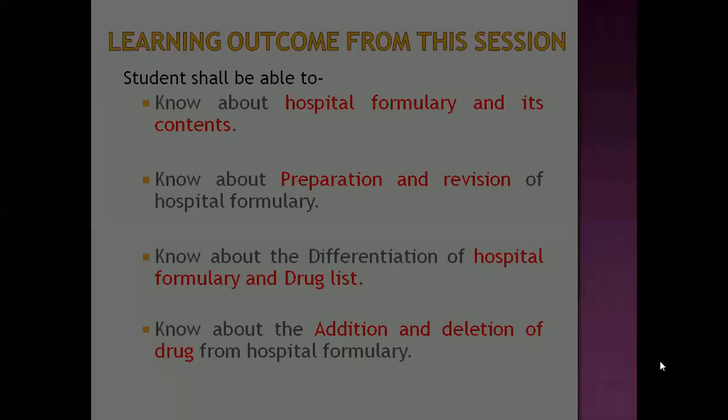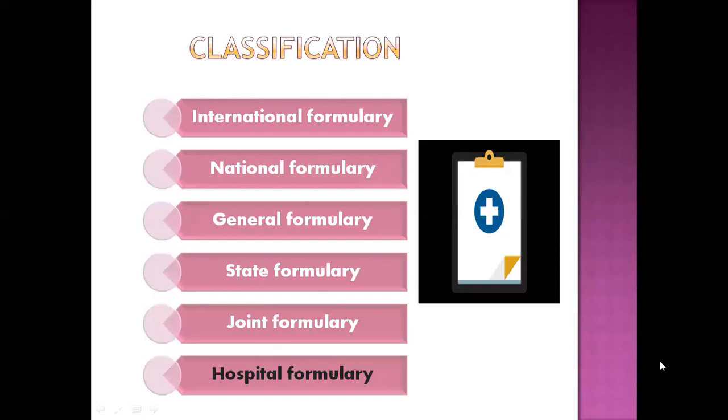National, international, general, state, joint, and hospital formulary. An international formulary consists of internationally accepted publications or books where a number of drugs are listed. That is called an international formulary. A national formulary is preserved by every nation and used for clinical practice. Similarly, the general formulary and the state formulary: every state prepares its formulary, a list of drugs which are used.